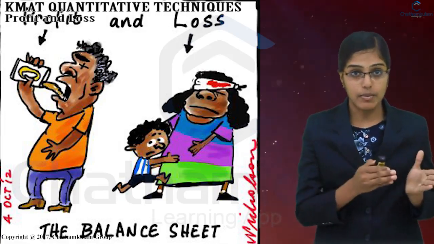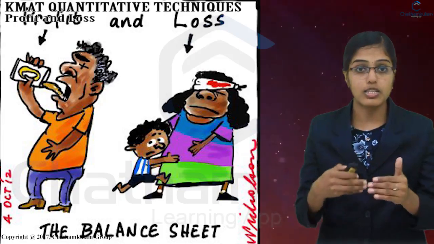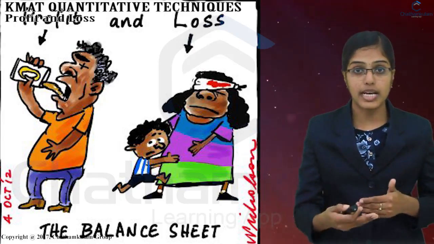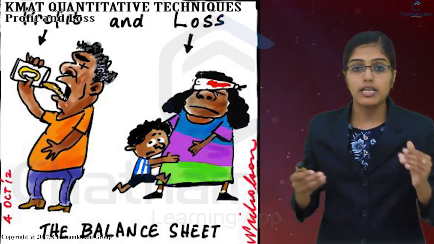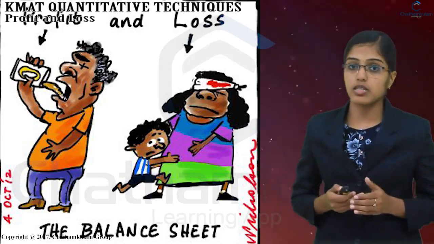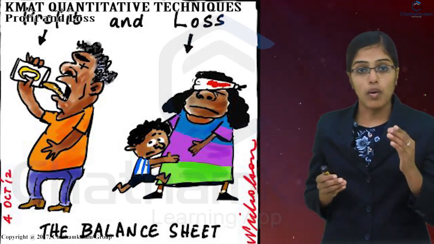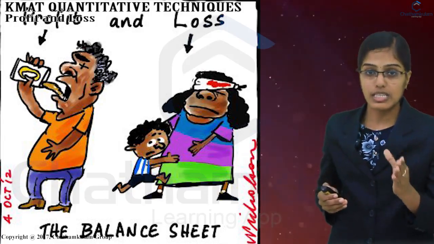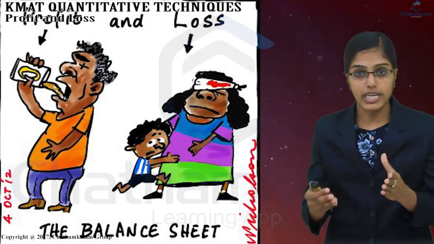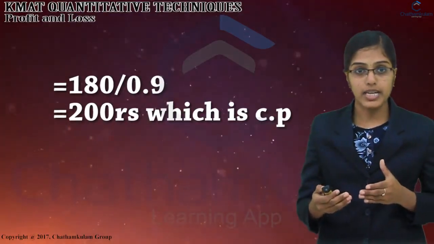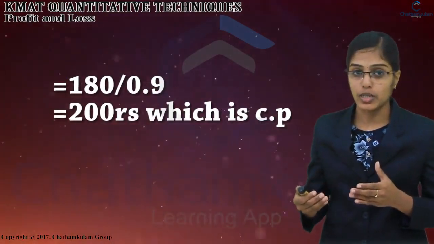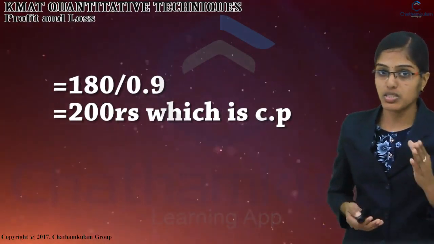Now if I sold it for 180 rupees at a 10% loss, doesn't that mean this is exactly 90% of the CP? So to get the CP, divide 180 rupees by 90%. So 180 divided by 0.9 is equal to 200 rupees, which is the CP.